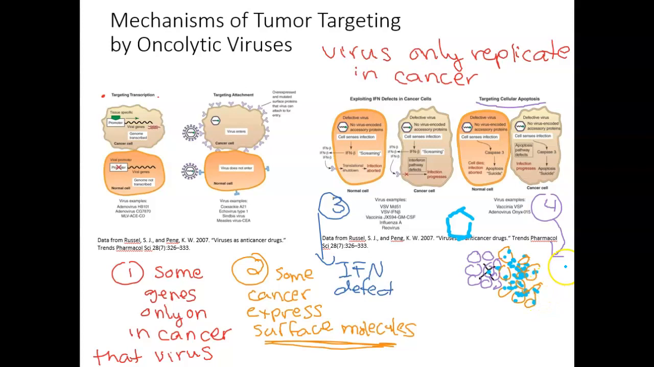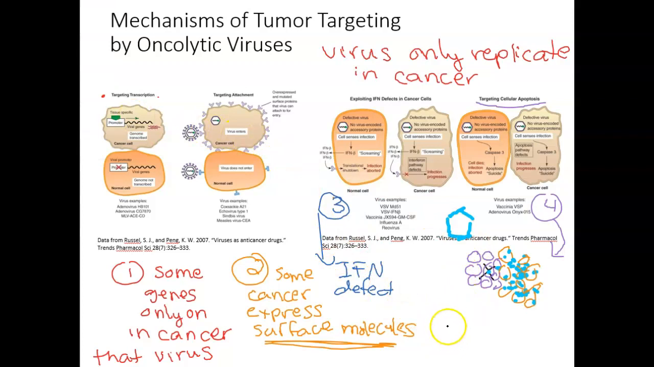So these are four ways that you can target cancer cells and not get the healthy cells. Now, it's not uncommon to use more than one mechanism here.